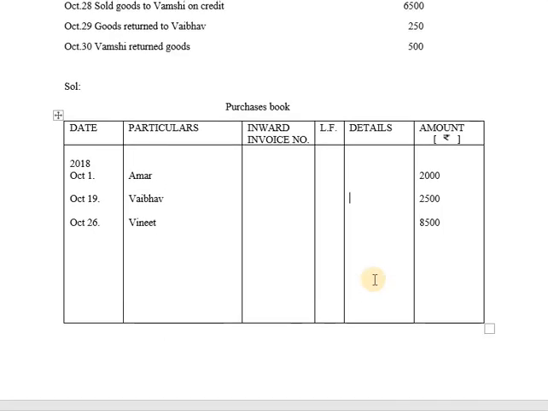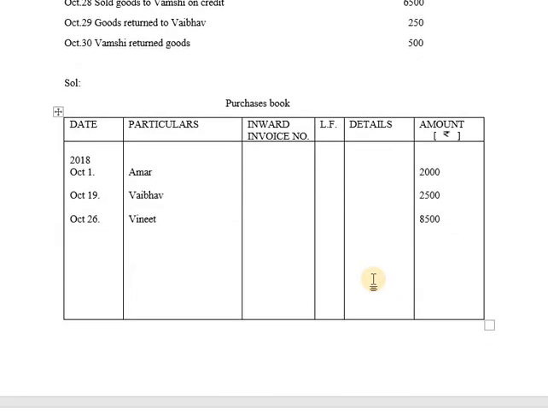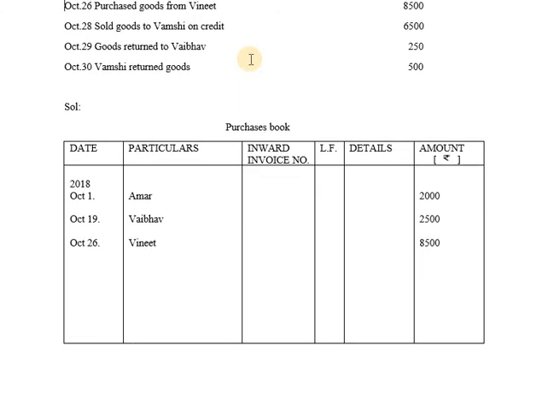Next, after October 29 we have the last transaction of the question. On October 30 Vamshi returned goods 500 rupees. So it is a transaction of returning the goods. So first we need to check with the name. So here the name of Vamshi is given. So let us have a look at previous transactions done with Vamshi. We have done a transaction on October 28 with Vamshi and we have sold goods to Vamshi. So it was a transaction of sales, so it was recorded in sales book. Now as Mr. Vamshi is returning the goods, it becomes a transaction of sales returns. So this will be recorded in sales returns book.